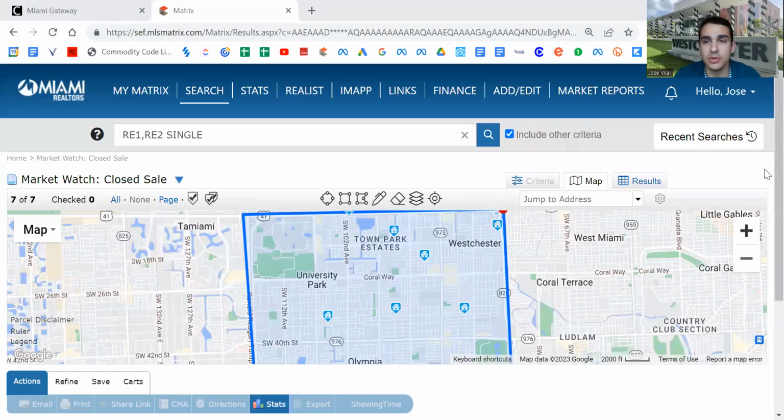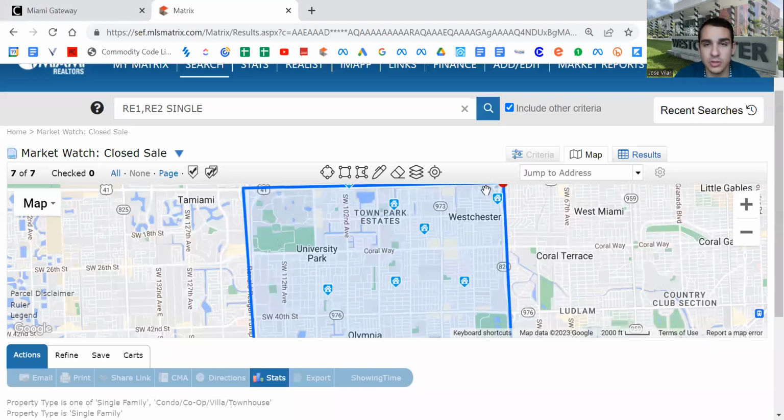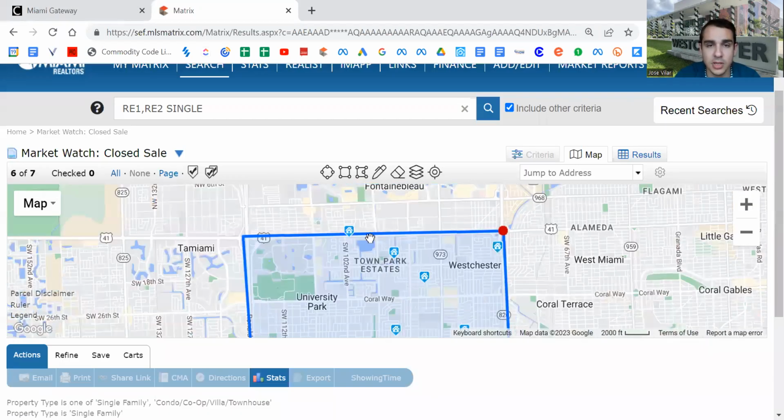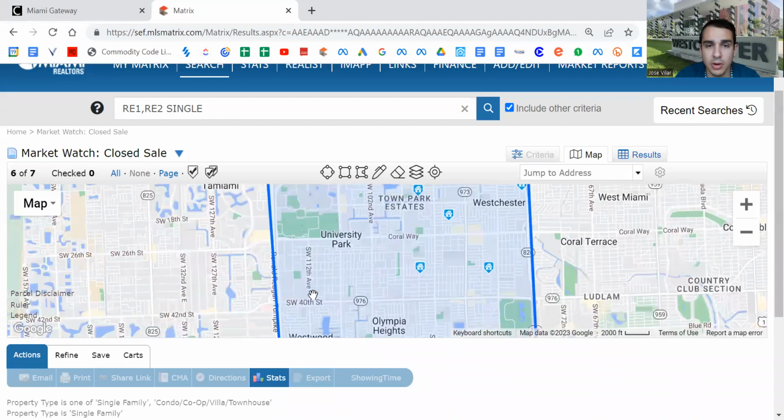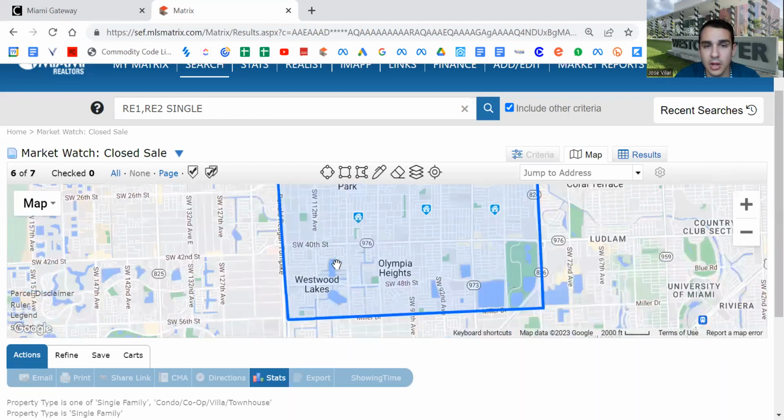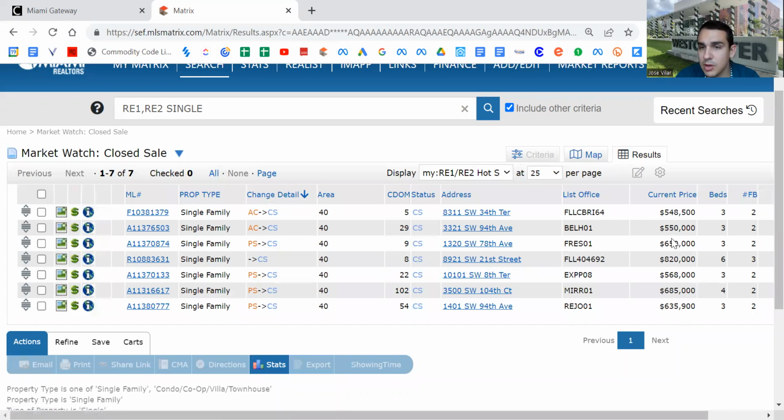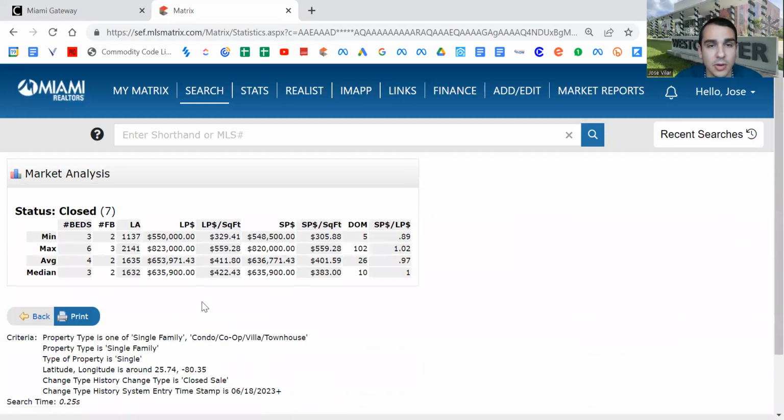So this week, the majority of the properties were sold in Westchester. This area over here, as you can see, a couple of them are in University Park. This chunk over here, on the bottom side, nothing in Olympia Heights or Westwood Lakes. When we go to the results, we can see that the prices stayed around the same, which means we can really get a good price per square foot and really look at this. So the range is between $546,000 to $820,000 for this week.